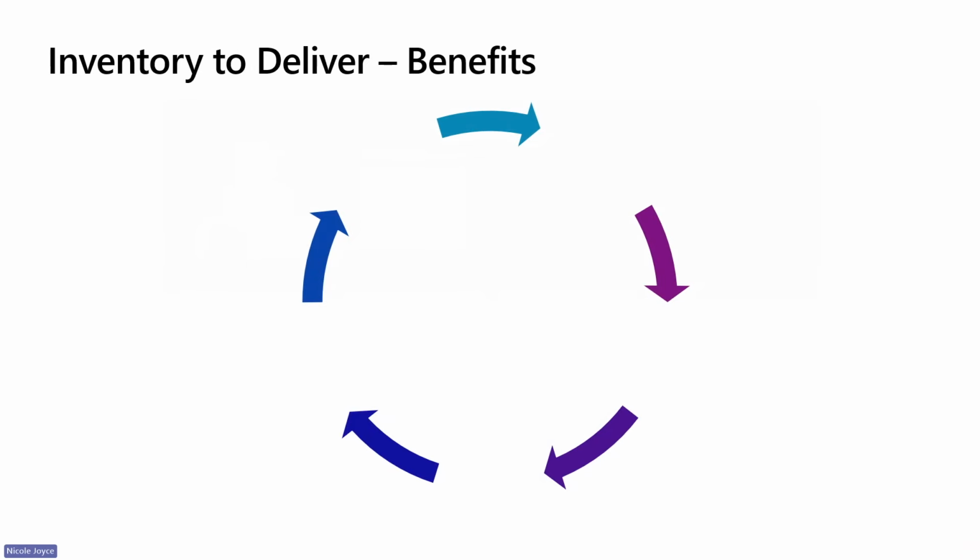Some of the benefits of using Dynamics 365 for your inventory to deliver process include increased customer satisfaction. We have real-time visibility into inventory levels and delivery status that helps ensure timely order fulfillment and accurate delivery estimates. Reduced inventory cost. So the optimized inventory levels and automated management reduce the chance of stockouts, overstocking, and the associated carrying costs or opportunity costs. Then we have improved cash flow. So better inventory control and faster order fulfillment lead to higher sales revenue and that improved cash flow for the business.